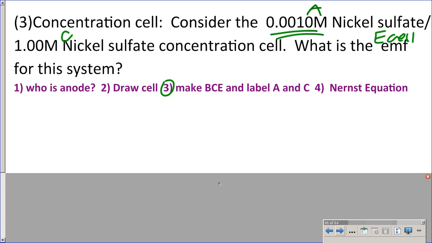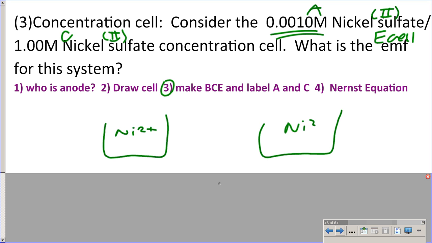So, let's go ahead and make our little baby cell. We have nickel 2 plus, because that's nickel 2 sulfate, right? Nickel 2 sulfate. Okay, and we know the other one has nickel 2 in it as well. We know both of them have nickel solid, because we have no choice here.